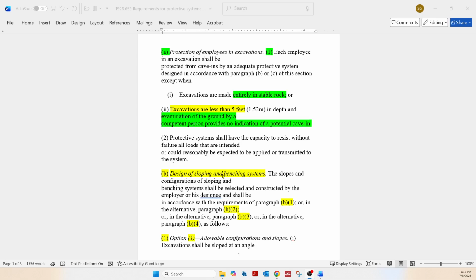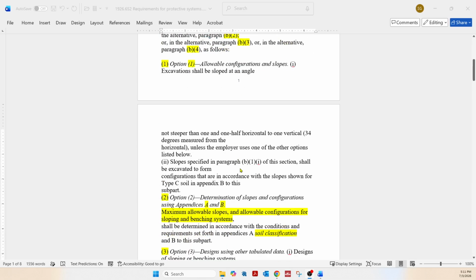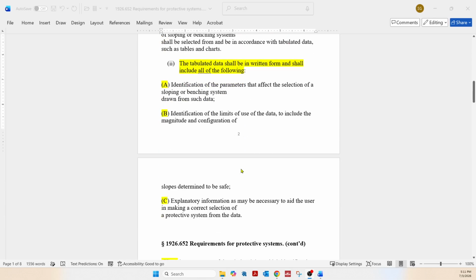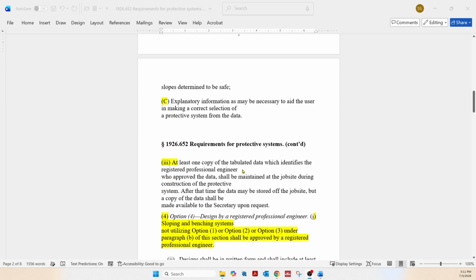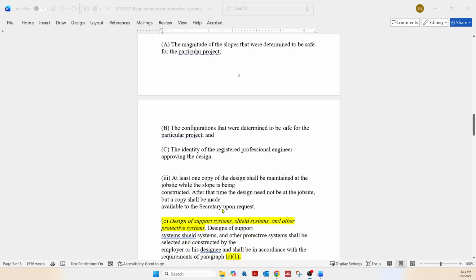Paragraph C. What is the main topic of paragraph B? What is the main topic of paragraph C? We just talked about it. B is sloping and benching, and oh no, the C is the mechanical, where it's talking about shielding and shoring. I'll spend a little time looking for it. There it is. C is about design of support system, shield system, and other protective systems.